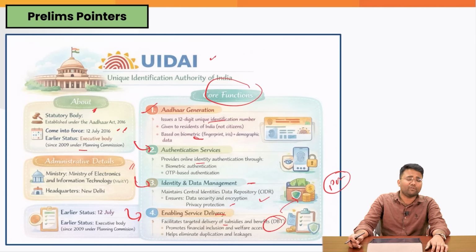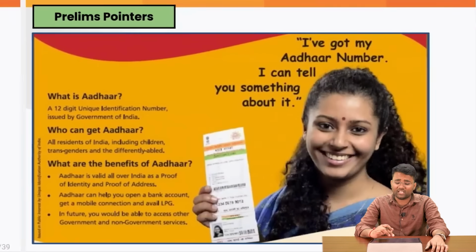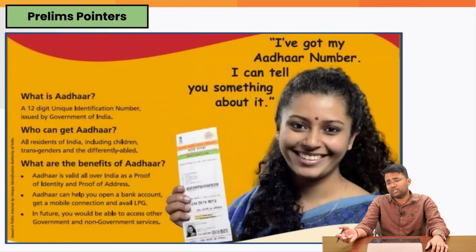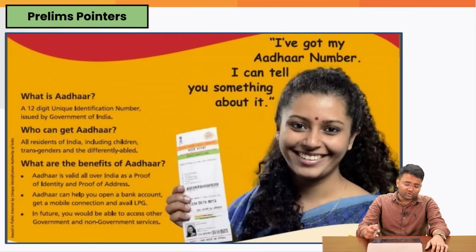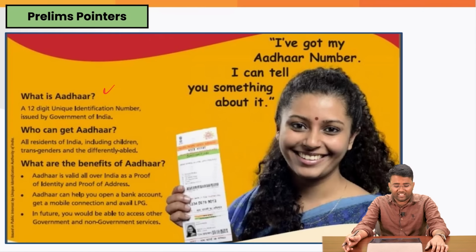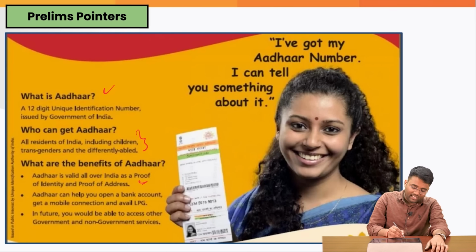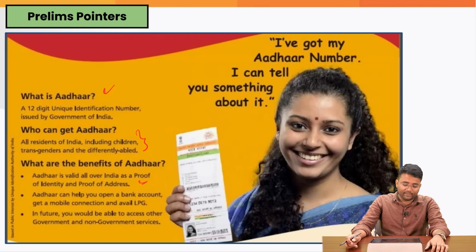Earlier it was only for the farmers having less than 2 hectares of land. There are some exclusion criteria that are applicable under the PM Kisan. For example, current or past owners of constitutional posts. So Aadhaar is a 12-digit unique identification number issued by the Government of India. All residents of India, including children or other genders like transgenders or the differently abled people, they can get the Aadhaar. And the benefit is that it is valid all over India as a proof of identity as well as a proof of address.